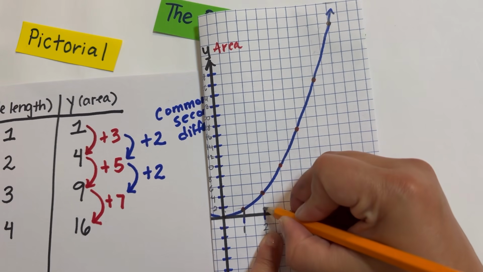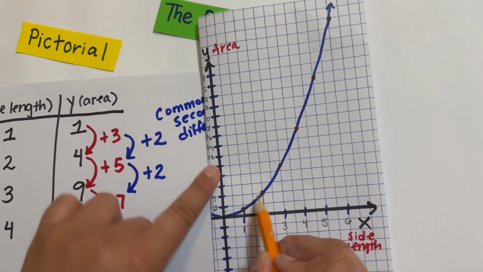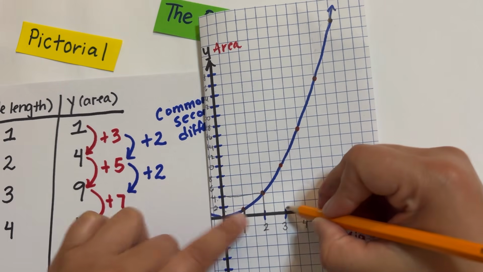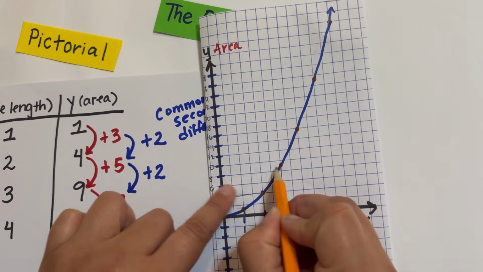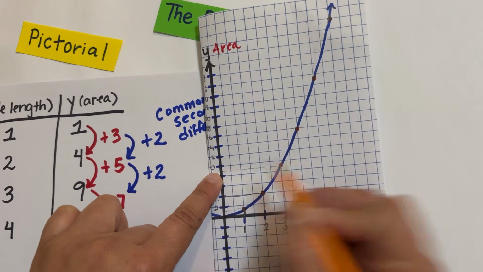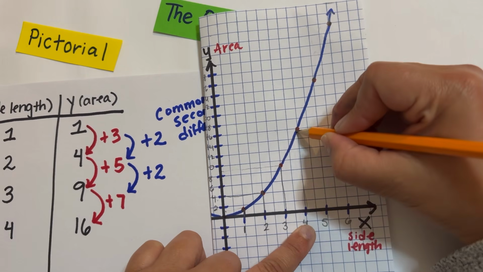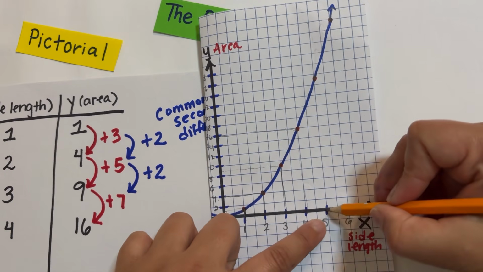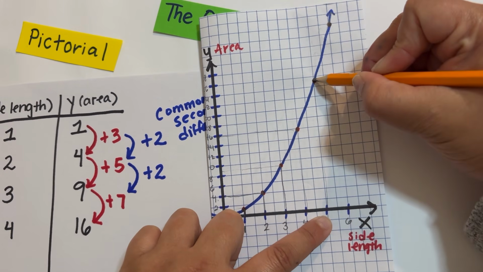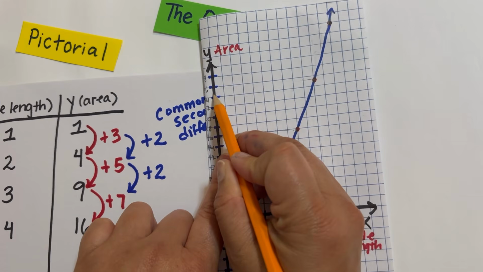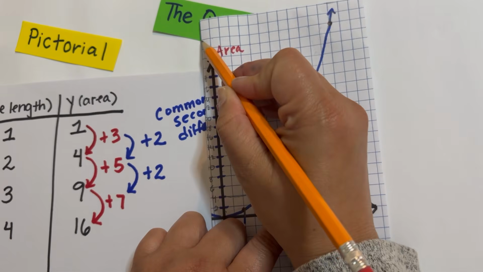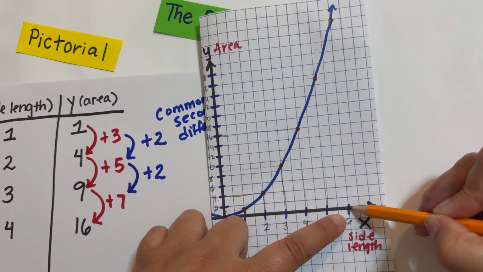When the side length is 2, we can go up to the red point and go to the y-axis. The area was 4. When the side length is 3, the area is 9. When the side length was 4, the area was 16. When the side length is 5, the area will be 25. When the side length is 6, we're off the graph, but we can see that 6 times 6 is 36.